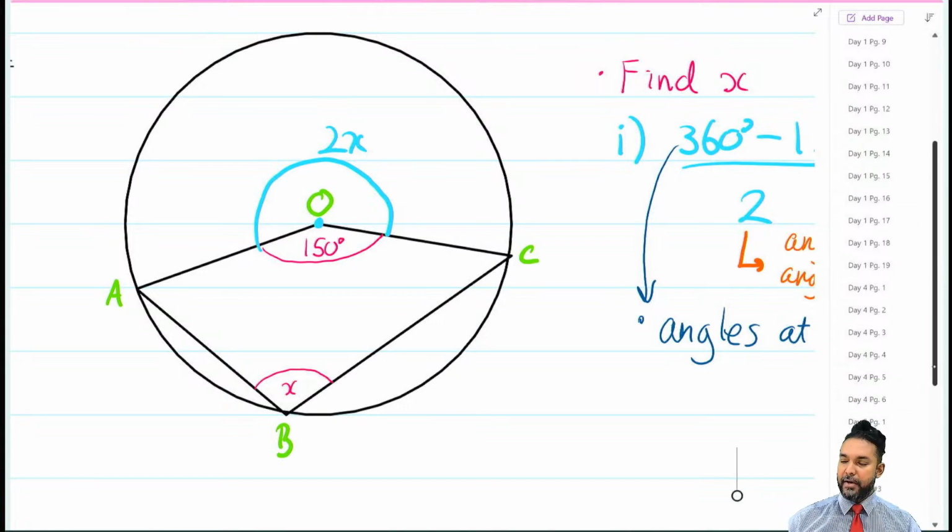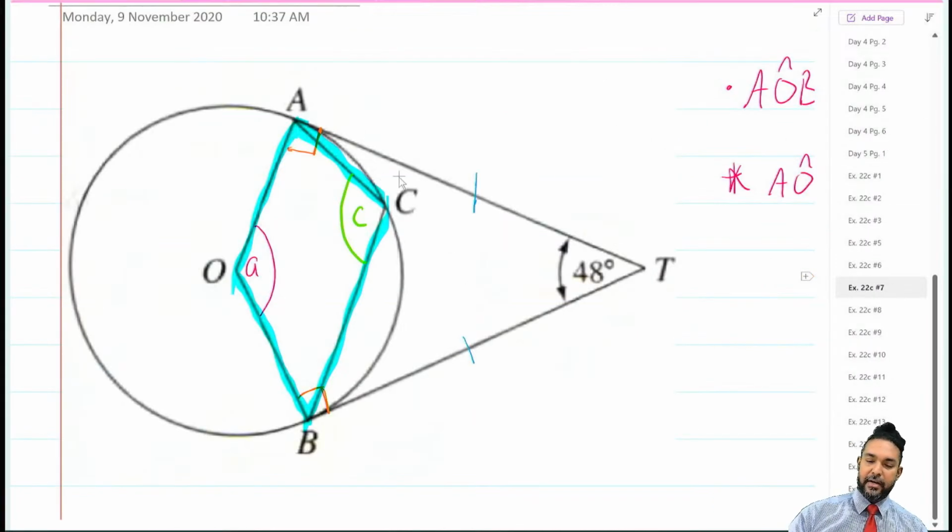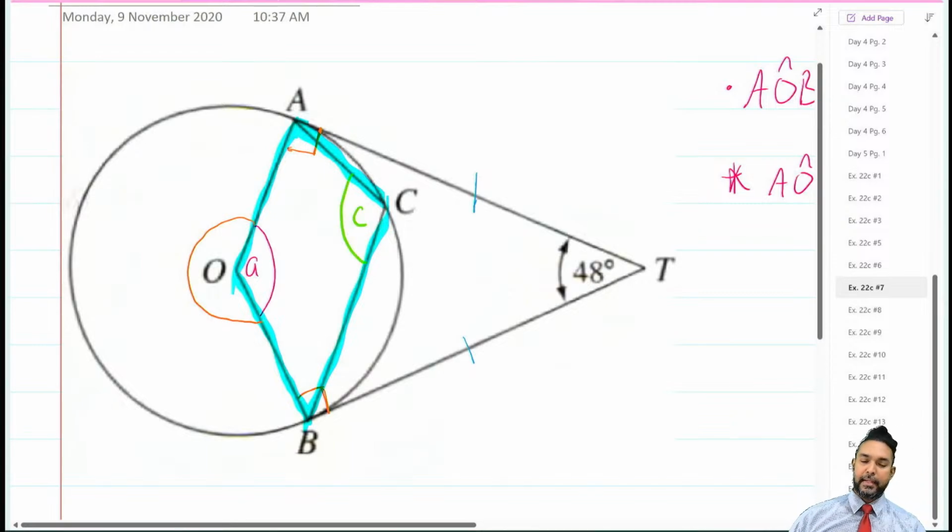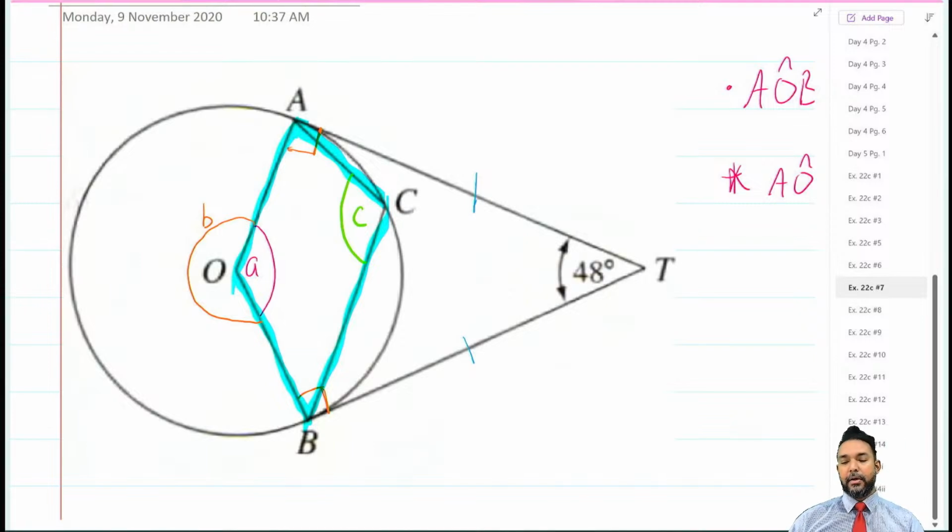So the angle we are looking for is the angle at the circumference, which is half the angle at the center, which is this angle here. Just for the sake of simplicity, let's call it angle B. So the rule is that B is equal to 2 times C. The angle at the center is double the angle at the circumference. But here's my question. How are we going to find angle B? B is equal to 2 times C, but how do we find B? We're looking for C.